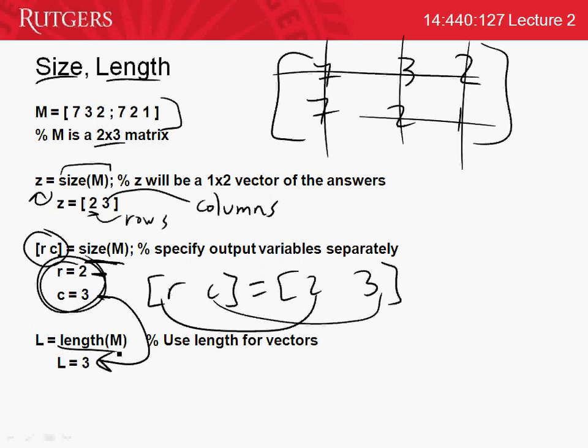You use it for vectors, because in that case, whether you had a 1 by 3 vector, 1 row, 3 columns, so a row vector, or a 3 row by 1 column vector, which is a column vector, the length would return 3. So length is usually used with vectors, size is usually used with matrices.